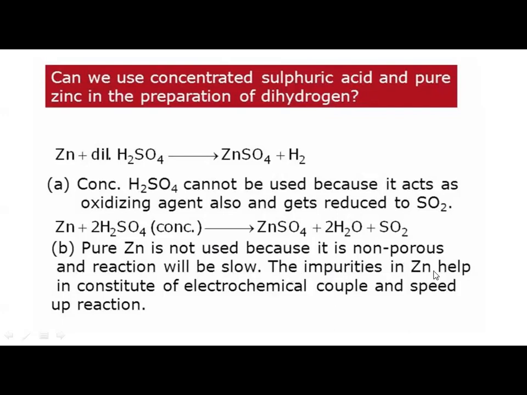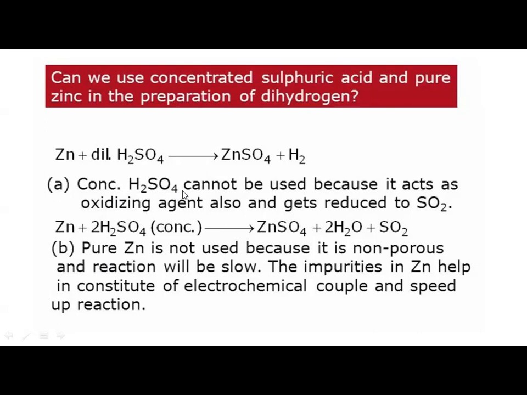So we cannot get hydrogen gas with that purity. The impurities in zinc help constitute an electrochemical couple and speed up the reaction. The impurities present in the zinc act as a catalyst. Therefore, we cannot use pure zinc here. We have to use impure zinc only for preparing hydrogen gas. So what will the impurities do? They will speed up the reaction. If you use pure zinc, the reaction will become slow.